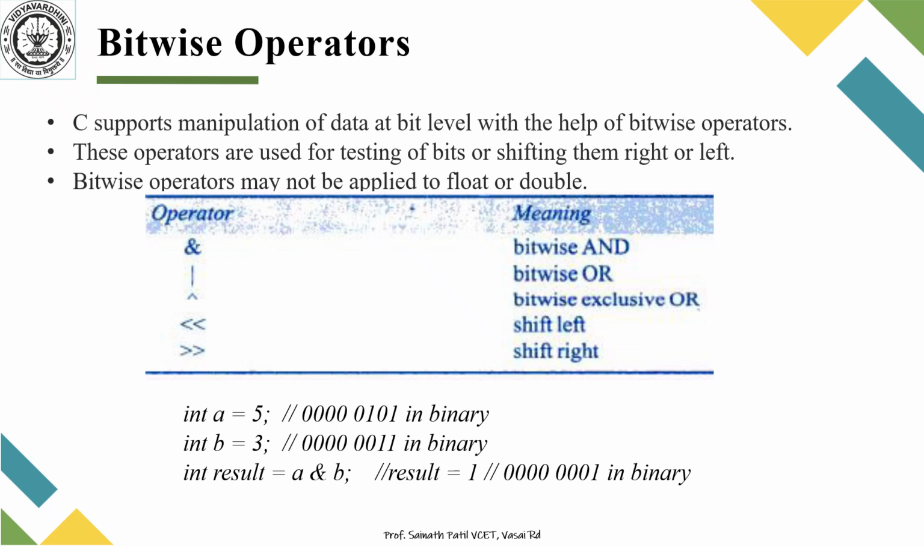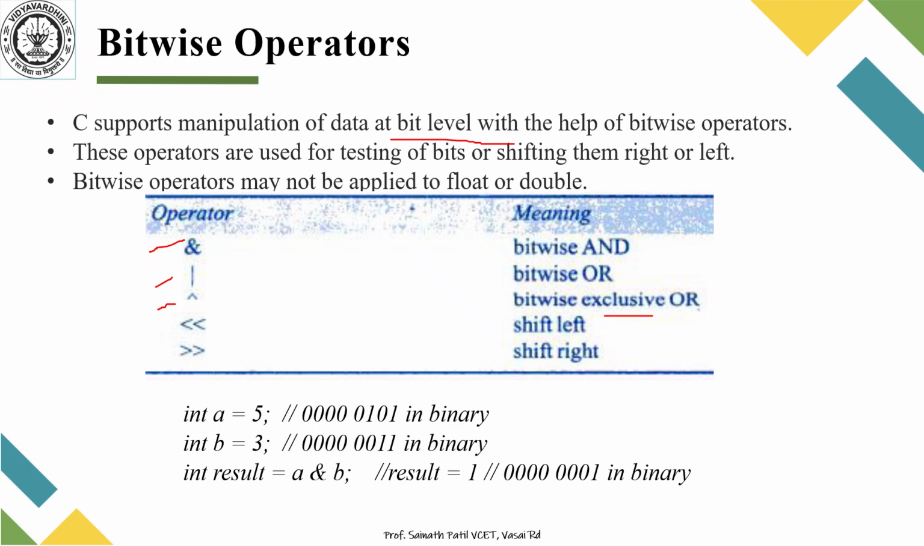Bitwise operators. C supports manipulation of data at bit level, that is at binary level. These operators are used for testing of bits or shifting bits from left to right or right to left, vice versa. Bitwise operators may not be applied on float or double values. These operators are single and, that is nothing but bitwise and, bitwise or represented by single pipe, tilde operator is nothing but XOR operator, left shift and right shift.